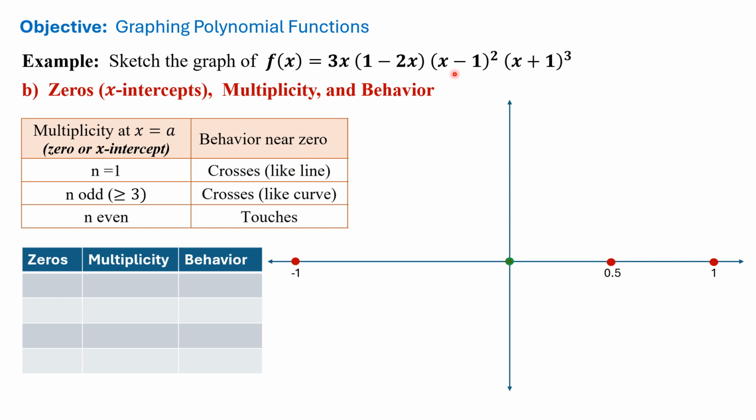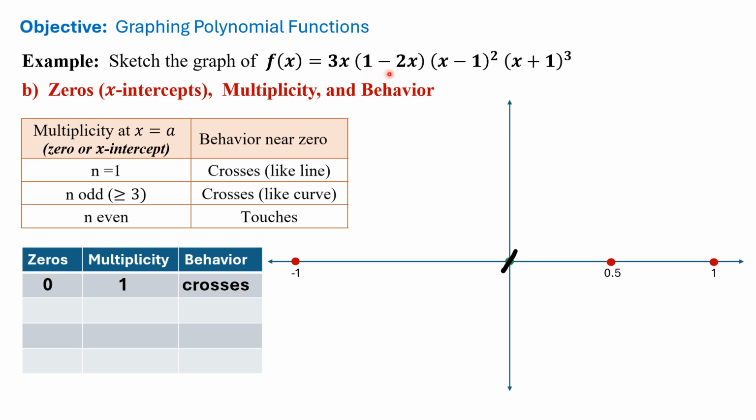So for this given function, the first factor is 3x, and we know that the 0 here is 0. To find the multiplicity, since the power of x is 1, the multiplicity is 1. And since the multiplicity is odd, or 1, the behavior of the function at 0 is that it crosses. So to show this behavior of the function near 0, the graph can be like this, so it will cross like a line, or like that.